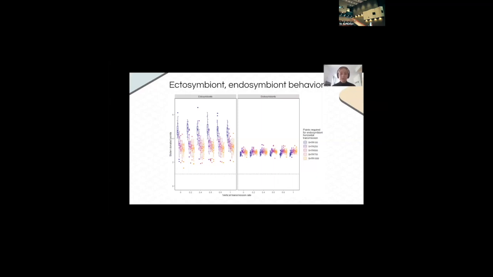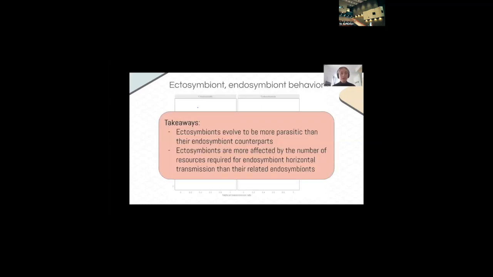Due to the influence of endosymbiont horizontal transmission cost on ectosymbionts but not on endosymbionts, the greatest difference between the behavior of these two populations is generally observed when endosymbiont horizontal transmission cost is low, and the populations have more similar behavior when endosymbiont horizontal transmission cost is high. Key takeaways are that ectosymbionts generally evolve to be more parasitic than endosymbionts in the same system, and ectosymbionts are generally more parasitic when the cost of endosymbiont horizontal transmission is lower, but endosymbionts are not affected by this.